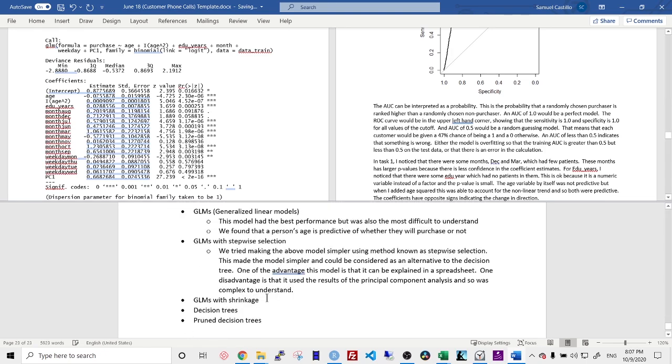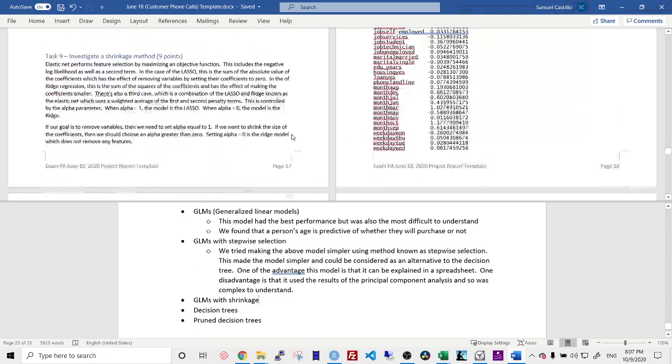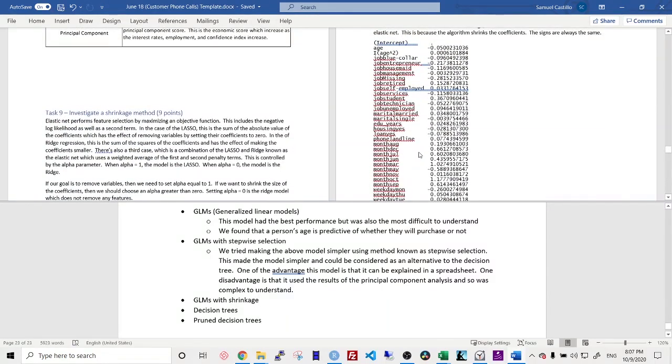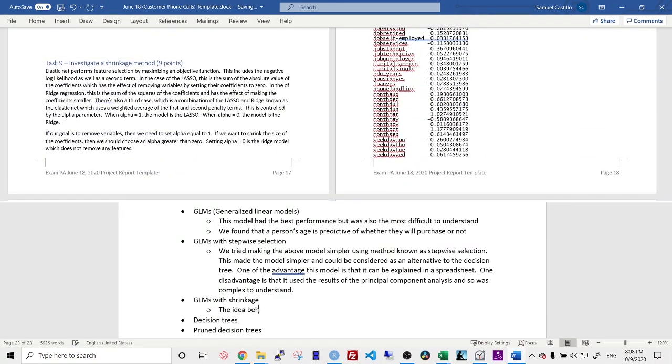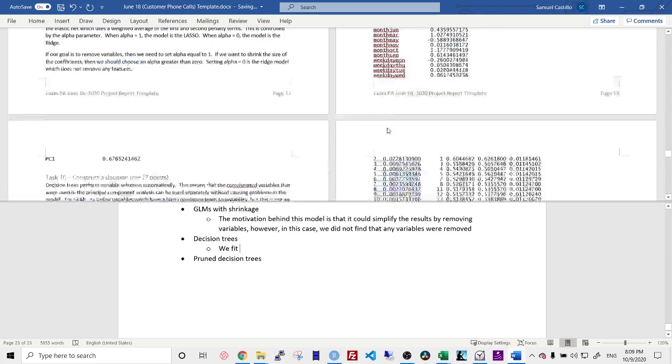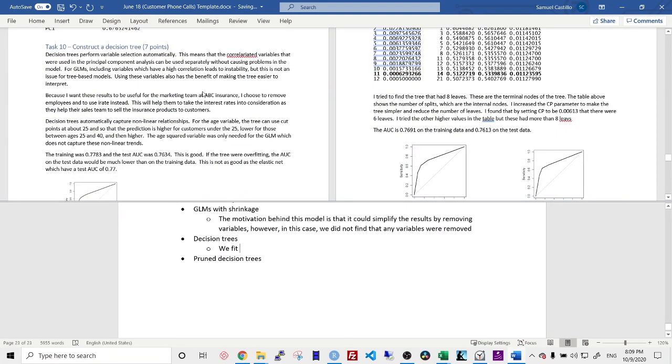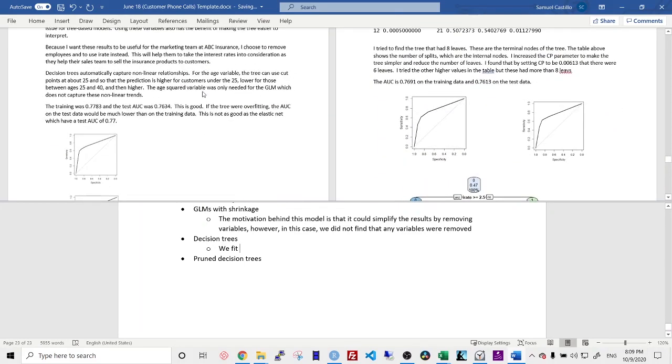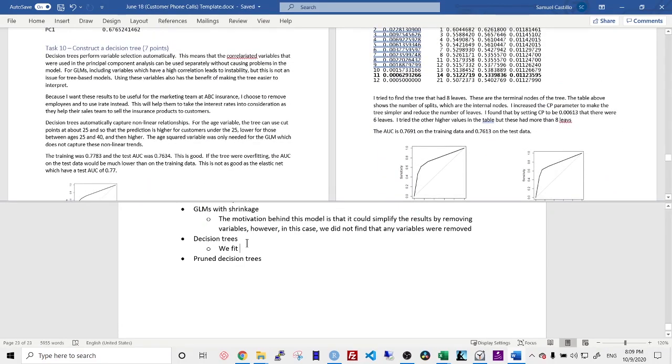And then we looked at the GLMs with shrinkage, and remember, this didn't work because it didn't remove any of the variables that we wanted it to. The idea behind this model is that it could simplify the results by removing variables. However, in this case, we did not find that any variables were removed. And then the decision trees, let's go down to the decision tree part. Here's our decision tree, but remember, it was too complicated because it had 20 nodes or something like that.